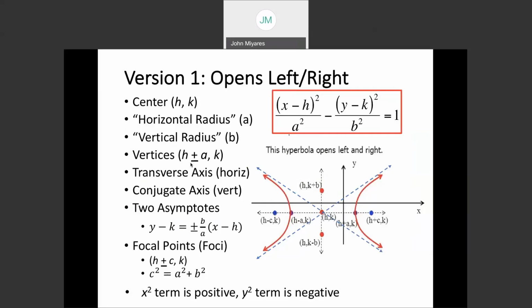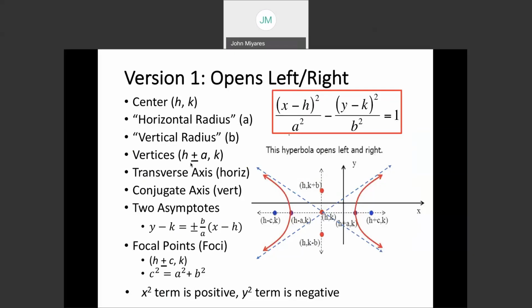The focal points will always be on the transverse axis, which in this case is horizontal. We'll measure them as c units to the left and right of center. The equation to generate the distance c, however, is going to look more like the Pythagorean theorem, with a squared plus b squared equaling c squared.